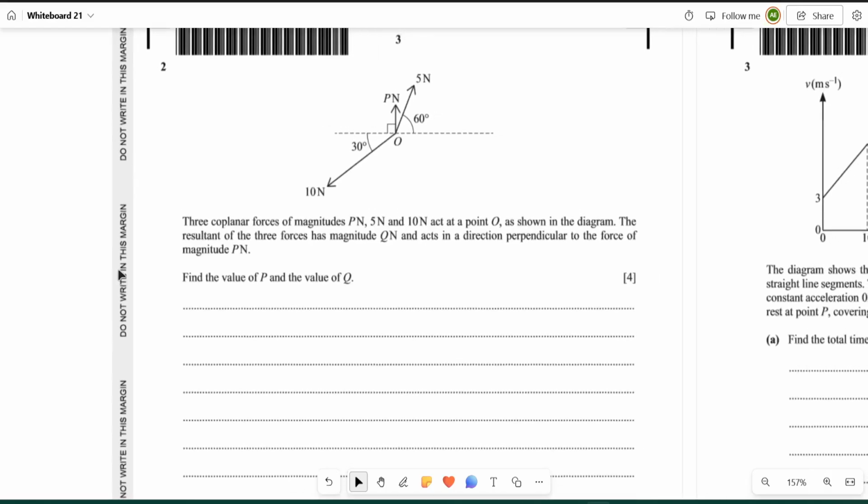So this question says we have 3 coplanar forces. Coplanar means they all act on the same 2D plane. There is nothing into the page, there is no 3D space here, okay? Magnitude P, 5 and 10, and they all act at a point O, shown in the diagram. The resultant of these 3 forces has magnitude Q newtons. So the magnitude of the resultant, the net force, is Q newtons, and it acts in a direction perpendicular to the force of P newtons.